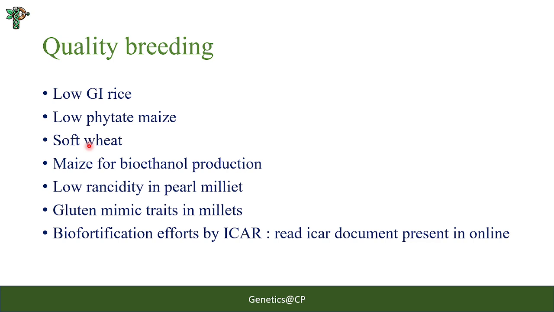Which landraces are important for soft wheat? Which alleles are very important for softness in wheat? These are classical alleles, and their genes were also cloned for the softness of wheat. And maize for bioethanol production: which are the important quality parameters for increasing ethanol production?